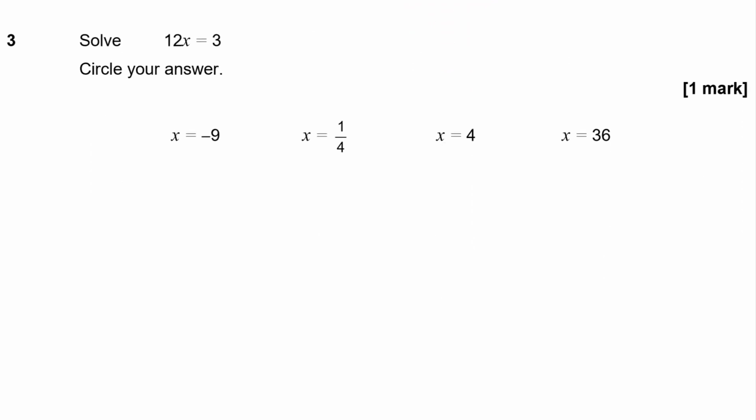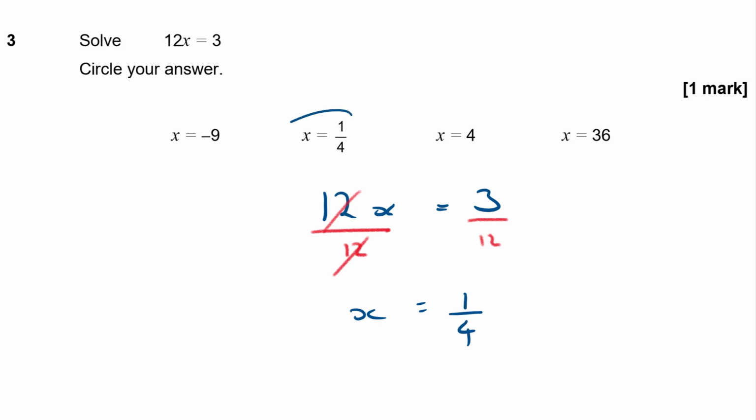Question 3. Solve 12x equals 3. Okay, so we've got an equation in x here that we need to solve. So when we've got an equation like 12x is equal to something, if I divide both sides by 12, then I should be left with x. So I divide 12x by 12, and 3 by 12. That will cancel with that, and it will leave me with x. And on the right hand side, I've got 3/12, or 3 divided by 12, which is the same thing as 1/4. So it's that one there. If you're not quite sure why that is, you can just put 3 divided by 12 into your calculator and it will tell you that it's 1/4.